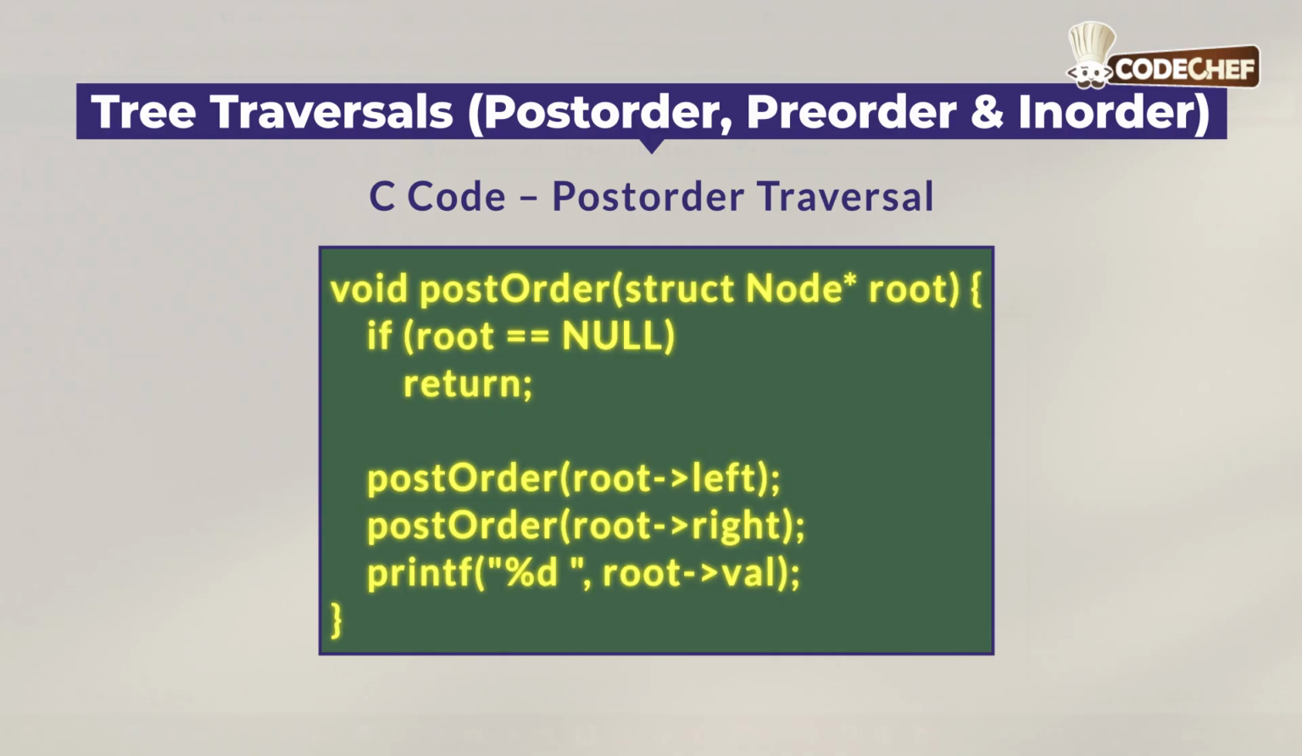Postorder root to left recursively visits the left subtree. Postorder root to right recursively visits the right subtree, and then it prints the root after both subtrees are processed. So this traversal is useful for deleting a tree because child nodes are processed before their parents.